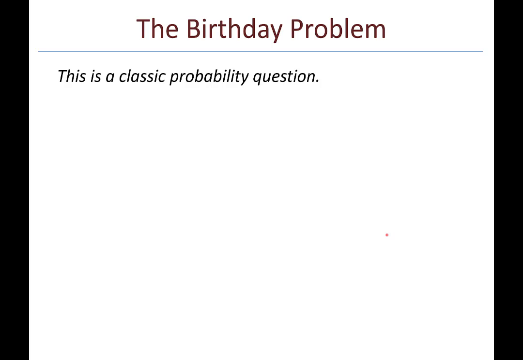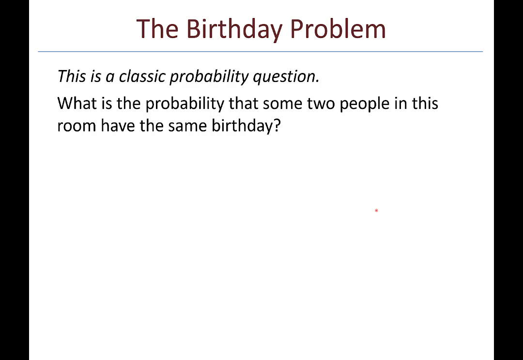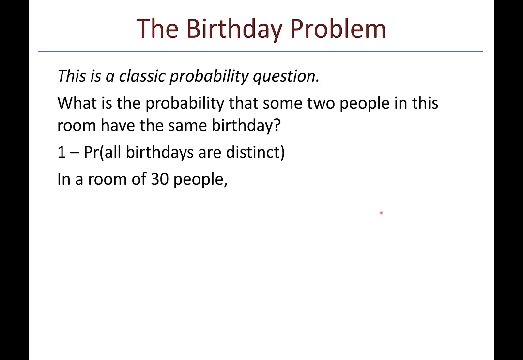The birthday problem. This is a classic probability question. What is the probability that some two people in this room have the same birthday? Well, the way we can figure this out is 1 minus the probability that all birthdays are distinct. So let's say that we're in a room of 30 people. What's the probability that some two people have the same birthday? It probably doesn't seem that likely, does it? I mean, after all, there's 365 different birthdays, ignoring leap year, and there's only 30 people in the room, but let's find out what the actual answer is.